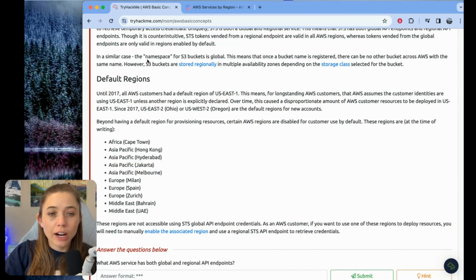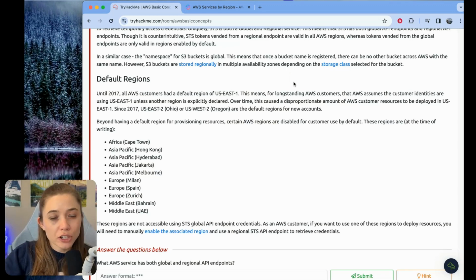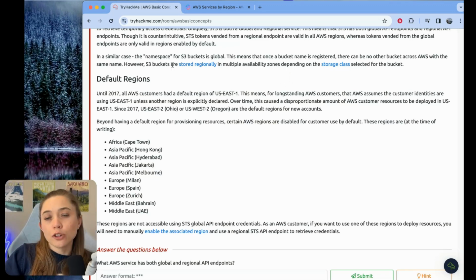a similar case, good to be aware of: the namespace for S3 buckets is global. This is one of the first things people usually learn in AWS, that S3 buckets have to be unique globally. So when you name your S3 buckets, you have to be creative. There can never be two S3 buckets with the same name. And S3 buckets are stored regionally, even though it is a global service. Sometimes this confuses people when you're creating an S3 bucket for the first few times. Even though the name is unique globally, S3 buckets do actually live in a region. The data lives somewhere. So you select a region when you create an S3 bucket. Your bucket itself is associated with a specific region.